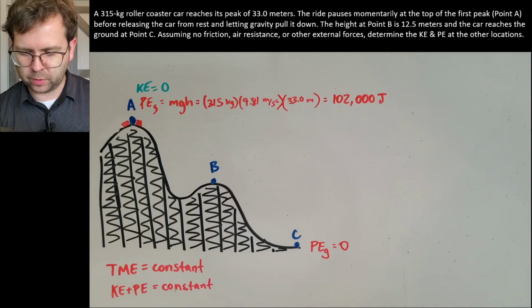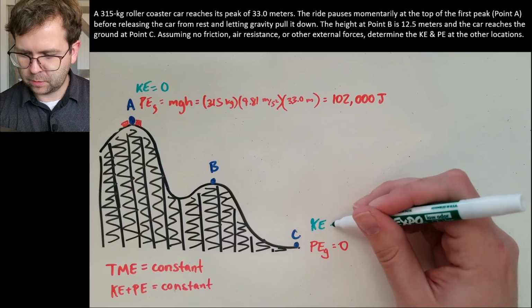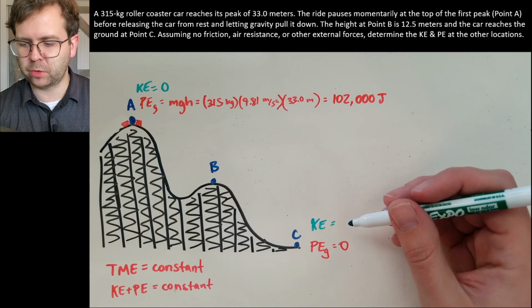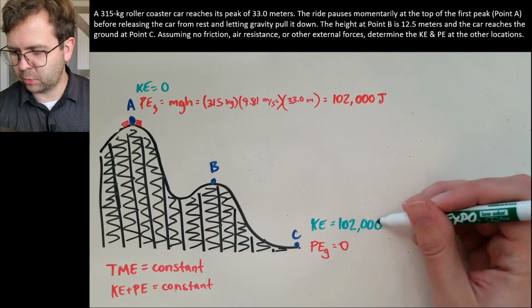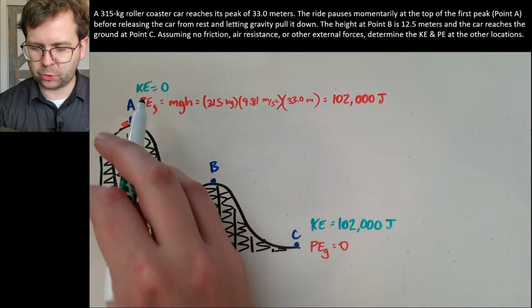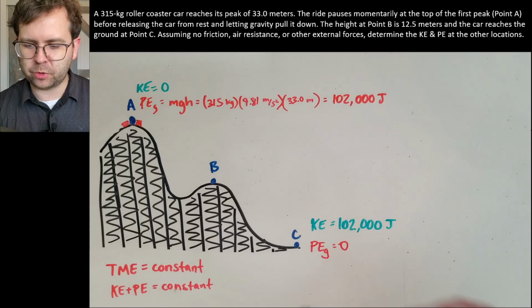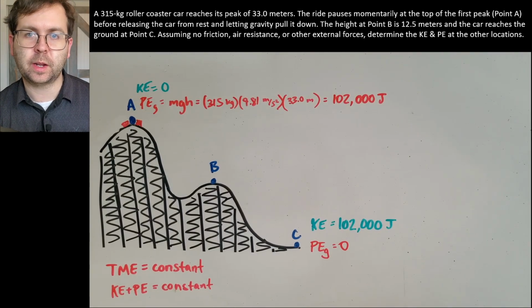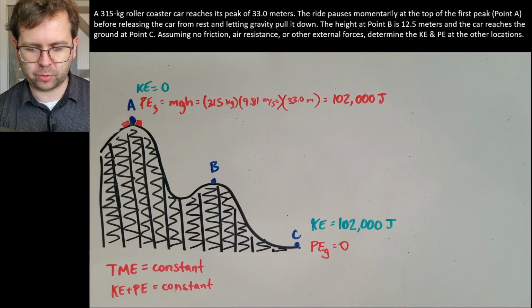We also know then that at the bottom of the ride, since we haven't lost any mechanical energy due to friction or anything like that, the kinetic energy at the bottom is going to be equal to the potential energy at the top, because the total between the two must always be 102,000. So all that's left to do at point B is to find one of the two. We need to find either the kinetic energy or the potential energy, and then we can subtract and find the other one that we're missing.